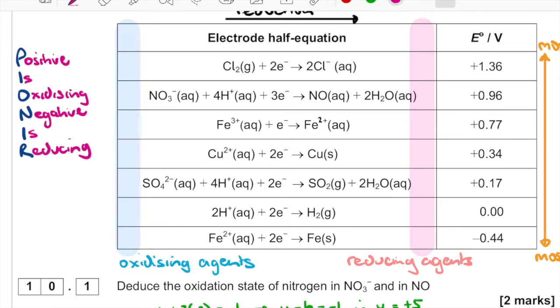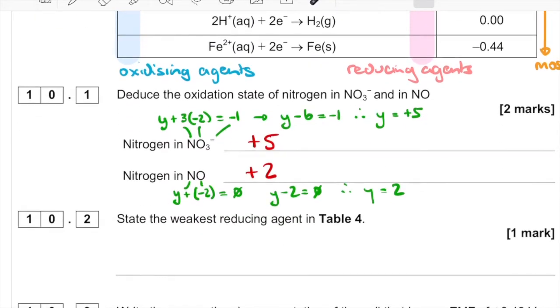So if we were looking at the most powerful reducing agent, we would look at the most negative value, which is minus 0.44. It has to be on the right-hand side of the half equation. So our most powerful reducing agent would be iron in this table. But it's asking for the weakest. So the weakest here is going to be the most positive value. And it has to be the right-hand side. So it's going to be the chloride ion.